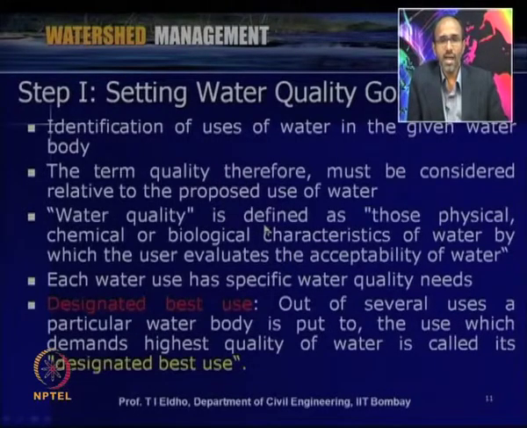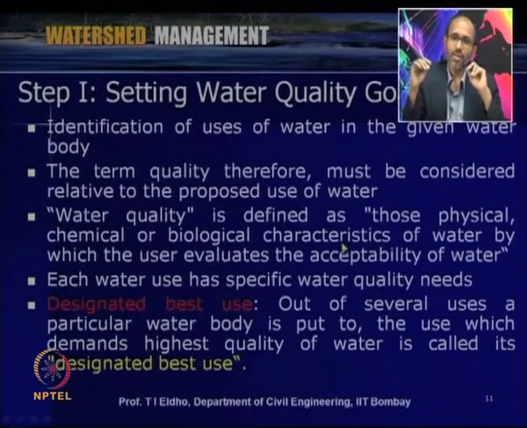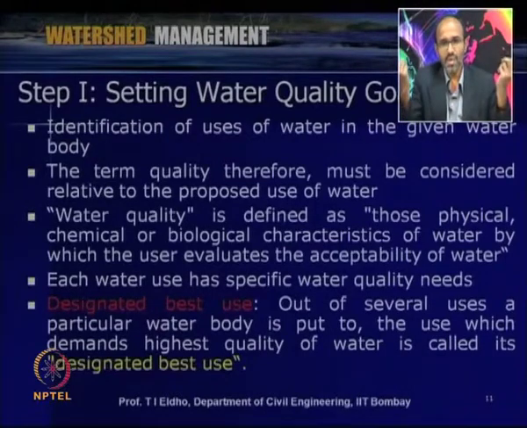Water quality, as we discussed earlier, is defined as those physical, chemical or biological characteristics of water by which the user evaluates the acceptability of water. So depending upon whether it is for drinking, irrigation or industrial purposes, we will be setting certain goals, norms or criteria. And accordingly the user can evaluate whether we are meeting those specified criteria. So that way, setting the water quality goals is very important.